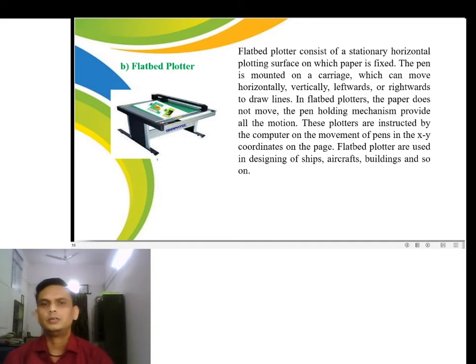Flatbed plotter consists of a stationary horizontal plotting surface on which paper is fixed. The pen is mounted on a carriage which can move horizontally, vertically, leftward, and rightward to draw lines. In a flatbed plotter, the paper does not move. The pen holding mechanism provides all the motion. These plotters are instructed by the computer on the movement of the pen in x and y coordinates on the page. Flatbed plotters are used in the design of ships, aircraft, buildings, and so on.